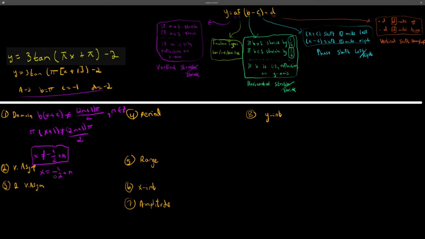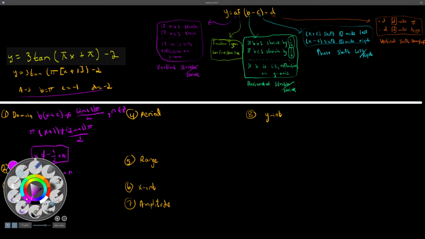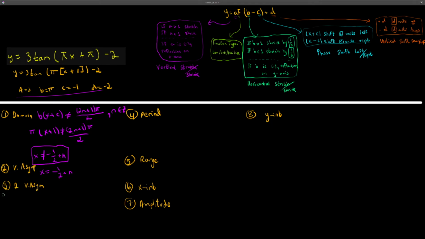Now for the two vertical asymptotes that we're going to solve, we can do n equal to 0 and n equal to 1. Now for n equal to 0, x will be equal to -1 over 2 because n is just 0. And for when n is 1, then x is going to be equal to 1 over 2.